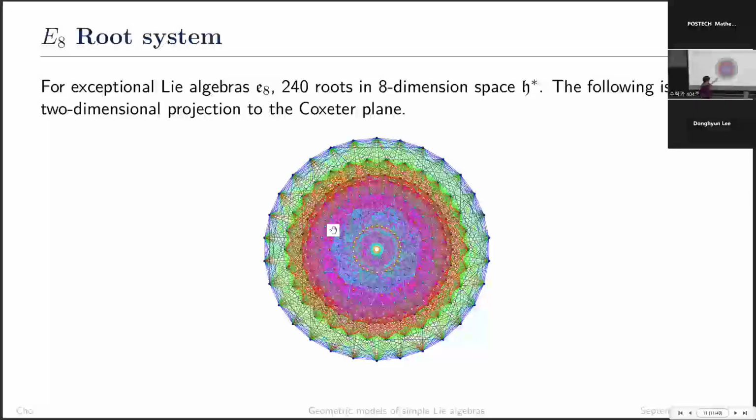So these edges are supposed to represent that the Lie bracket is not zero.